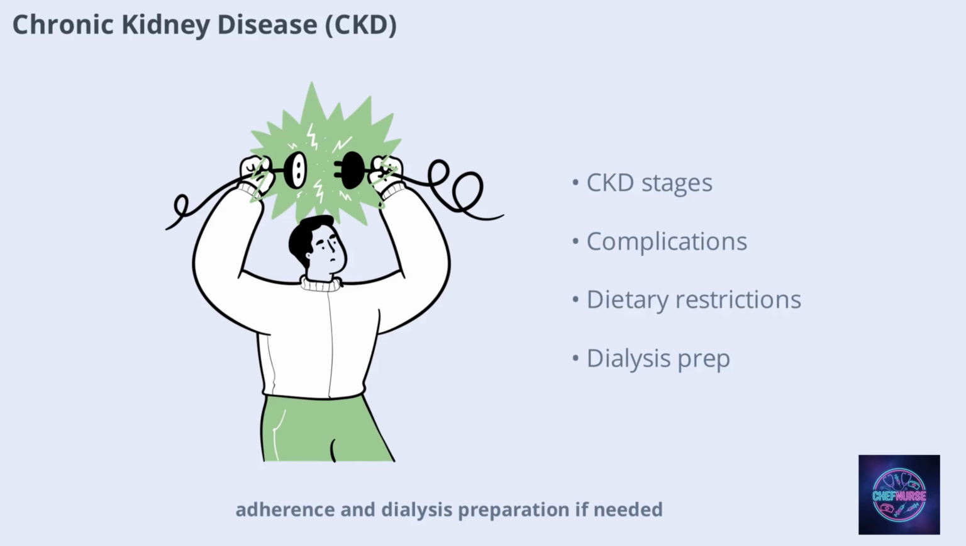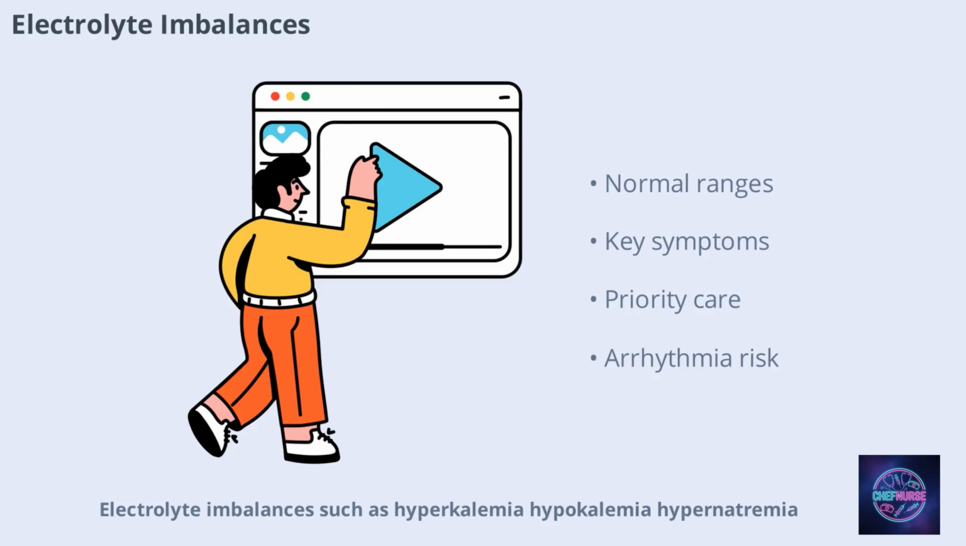preparation if needed. Electrolyte imbalances such as hyperkalemia, hypokalemia, hypernatremia, and hyponatremia are frequently tested on the NCLEX. Know the normal ranges, causes, signs, and symptoms, and nursing interventions for each imbalance. Be prepared to prioritize care for patients at risk of life-threatening complications, such as cardiac arrhythmias with potassium disturbances.